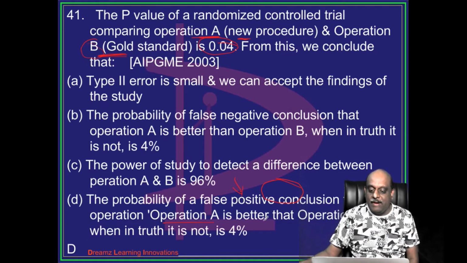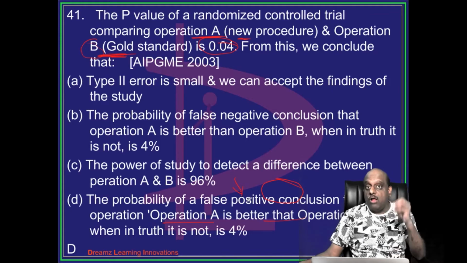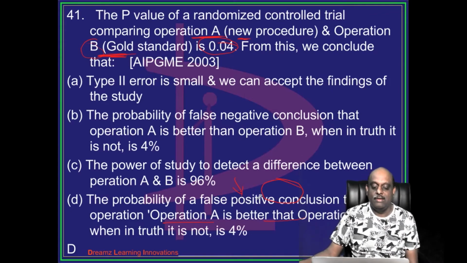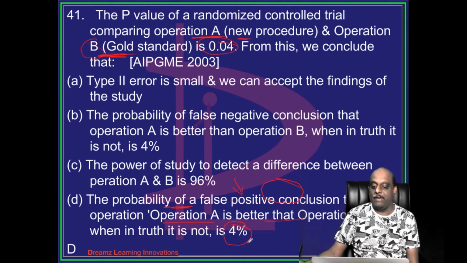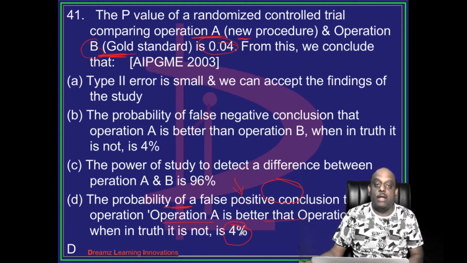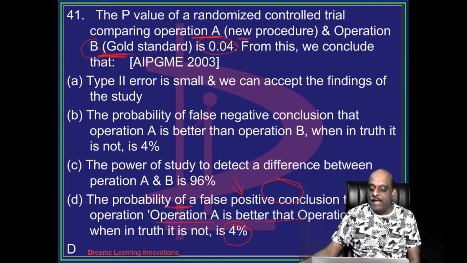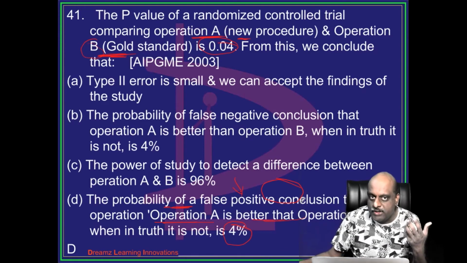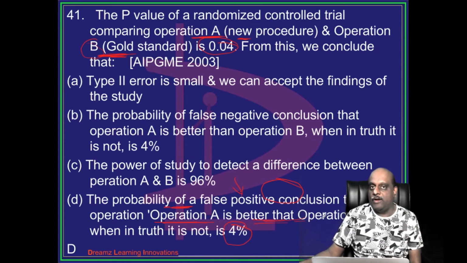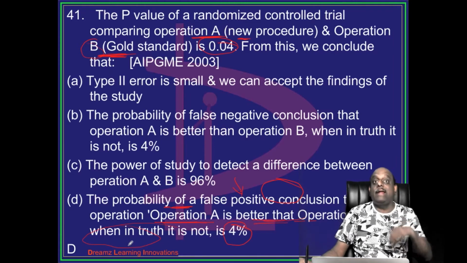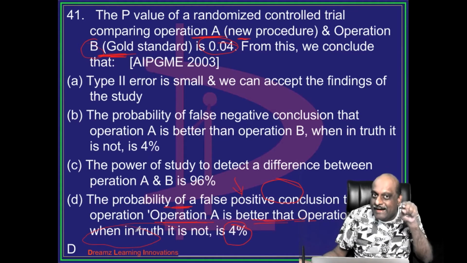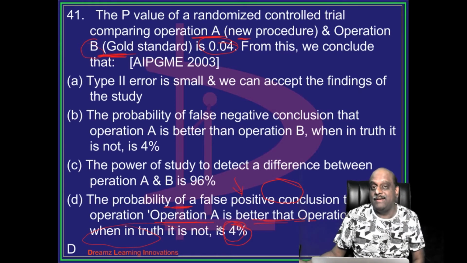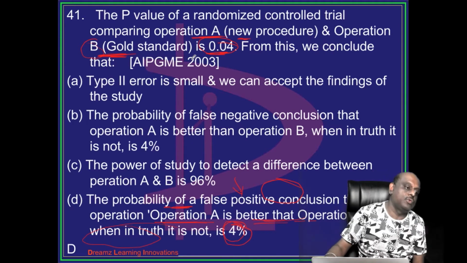that operation A is better than operation B, the false positive conclusion, the probability is 4%. So the probability of the false positive conclusion is 4%, that operation A is better than operation B. Why is it called false positive? Because you are concluding operation A is better than operation B, but in truth it is not. Still you are concluding. What is the chance of committing that error? It is 4% because the p-value is 0.04.